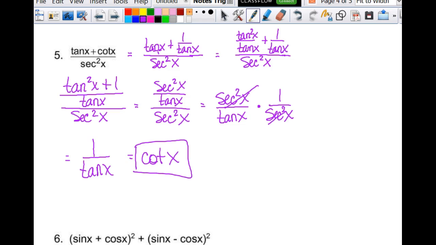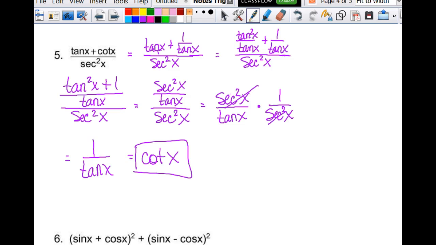Could I instead have changed this right here to tangent squared x plus 1? I could have, right? And then that means that's what this would have been. These would have stayed that, and those two things still would have canceled out. So it's not like you have to substitute it in exactly like what I did, but what you do does have to make sense logically from the identities, okay? There are different ways to approach it, but eventually you should get there.